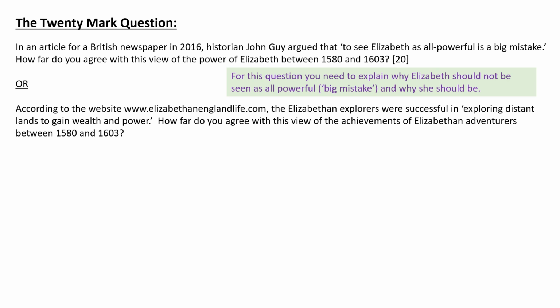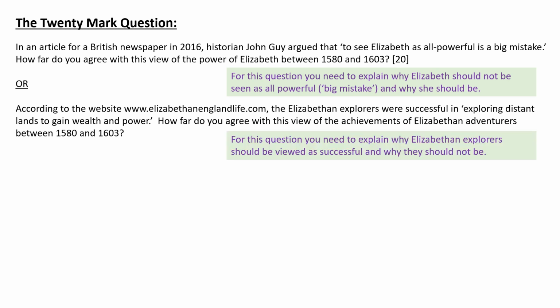The second question says, according to the website elizabethanenglandlife.com, the Elizabethan explorers were successful in exploring distant lands to gain wealth and power. How far do you agree with this view of the achievements of Elizabethan adventurers between 1580 and 1603? So for this question, as much as it's quite lengthy, all the exam board are looking for you to do here is to explain why Elizabethan explorers should be viewed as successful and why they should not be.